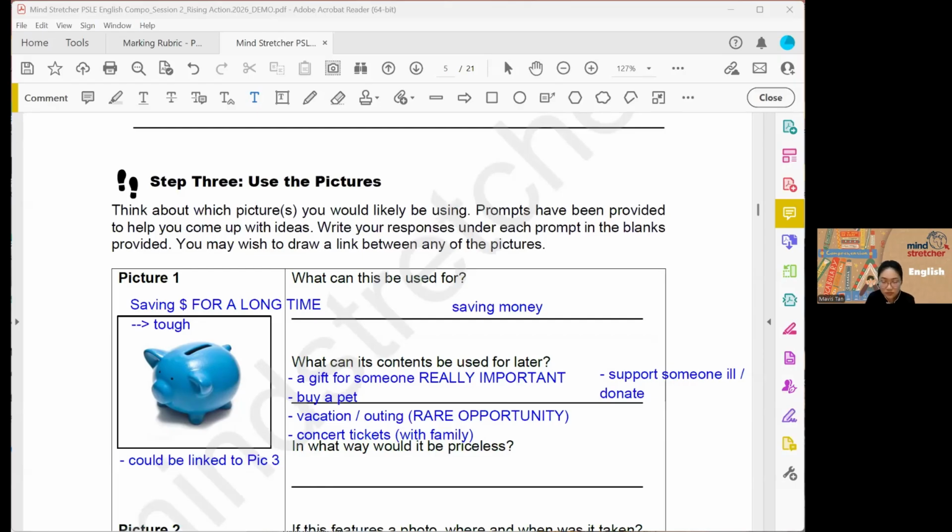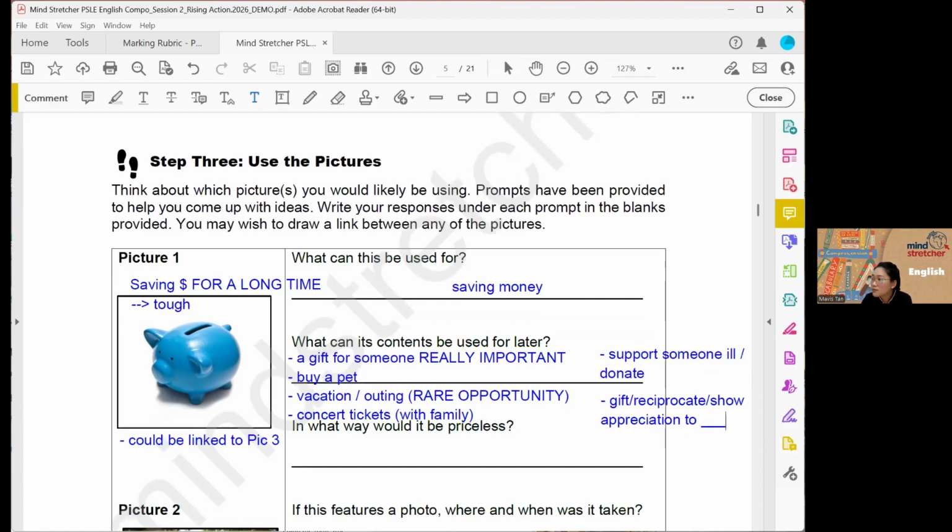You want to give someone something, you want to reciprocate the kindness they've shown you or the love they have showered upon you, or you want to show appreciation to a particular person. Yes. Okay? So it could be charitable or not. It's okay. I haven't seen anything that's too far-fetched. Okay? In what way would it be priceless though? Why priceless?